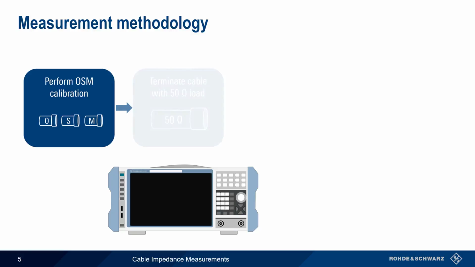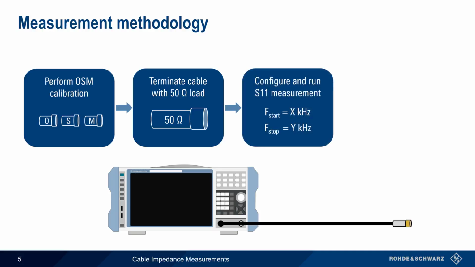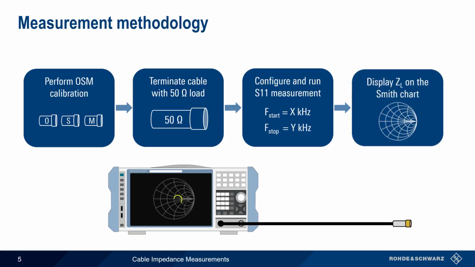The next step is attaching the cable and terminating it with a 50 ohm load. We then configure and run a reflection or S11 measurement on the port connected to the cable. As we'll see, the start and stop frequencies of our sweep must be properly set. And finally, the results of the measurement are plotted and interpreted using the Smith chart. Let's look more closely at this last step.